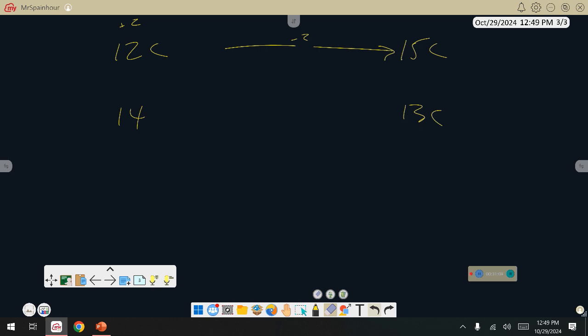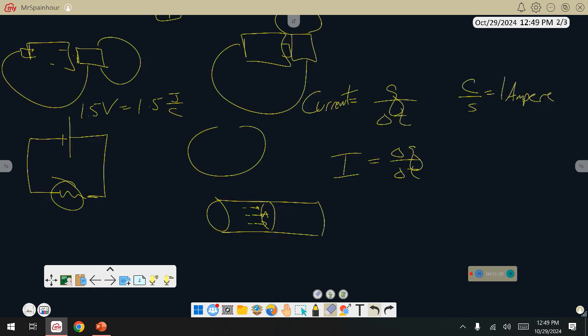If negative 1 coulomb goes from the negative side to the positive side, it's going to get 120 joules. If positive 1 coulomb goes from the positive side to the negative side, it's going to get 120 joules, right? So we're really dealing with energy anyway. The other nice thing to show you about conventional current is this.